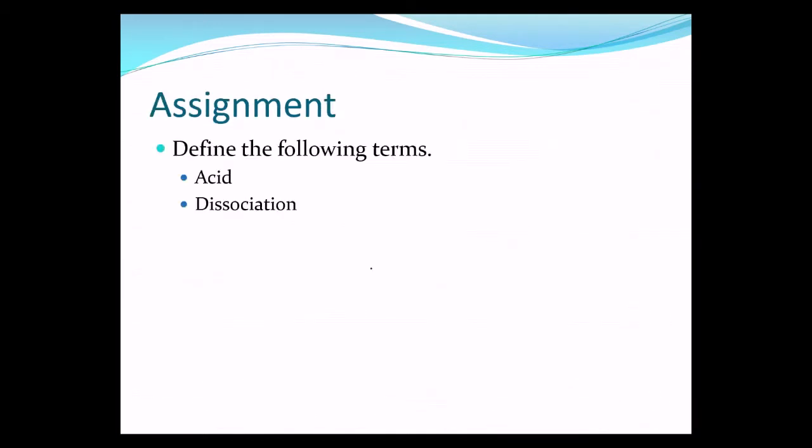So here's our assignment from before the break. So just a little bit of review. So acid is a proton donor. That's our only definition. Dissociation is when you take something like NaOH and it breaks up into ions. So anything that breaks up into ions would be dissociation.